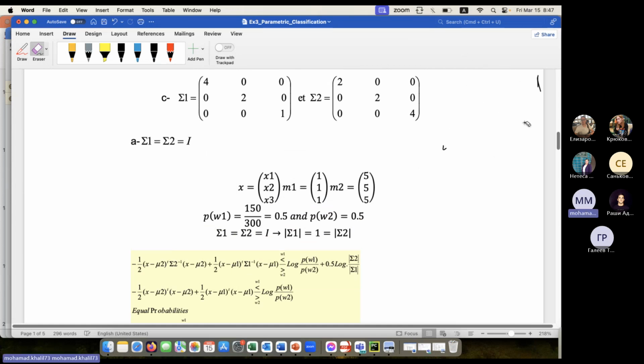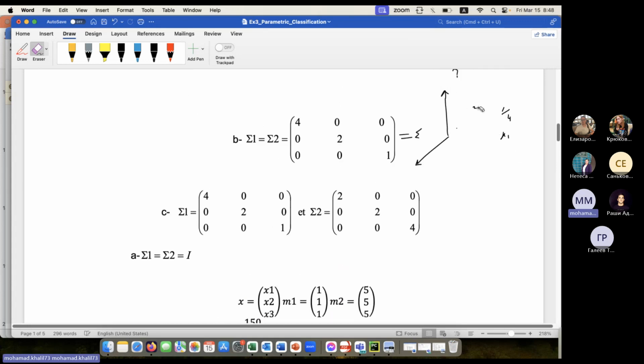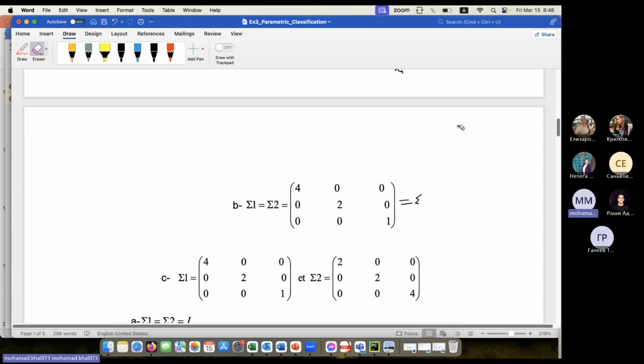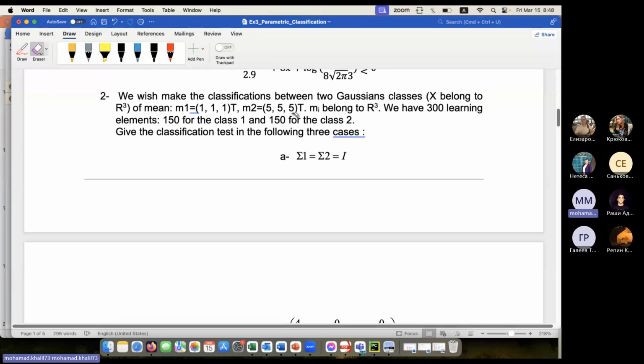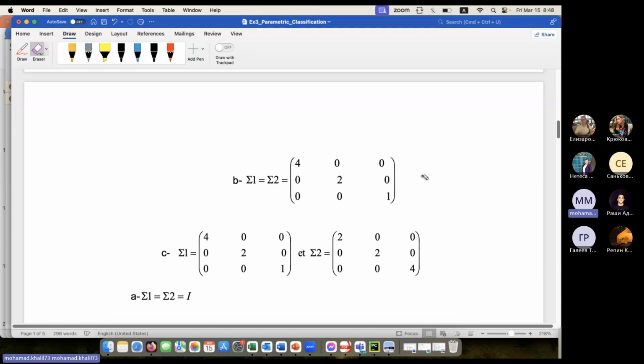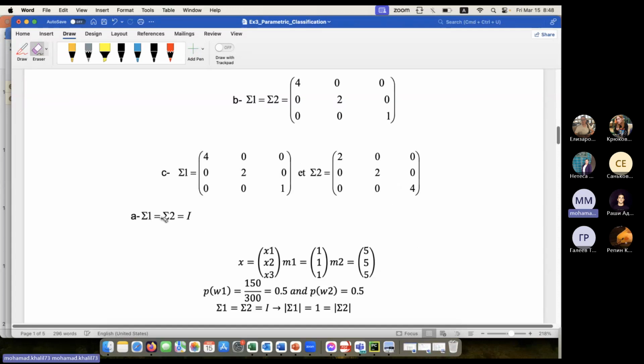I will eliminate all of this now. I don't want to put anything here, and also here. I want to eliminate everything. Now I want to start the solution, after all the explanation. Let's go. I will take part A.